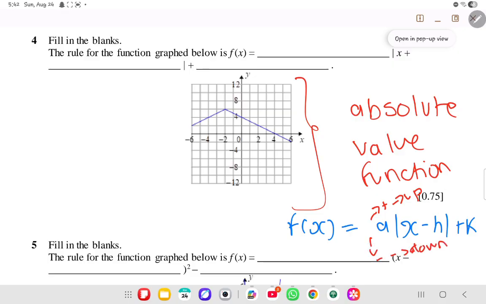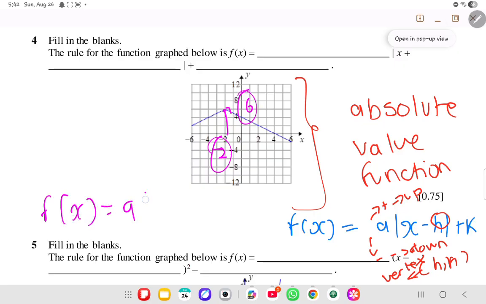Then h, k is the vertex, right? So now that we have the basic function, we'll be able to find the rule for the function graphed below. Let's start by taking the vertex. What is our vertex in this case? Our vertex in this case is minus 2, 6, right? So it's going to be f(x) is equal to a times the absolute value of x minus minus 2, minus becomes plus, so plus 2, okay? Plus k, so plus 6.